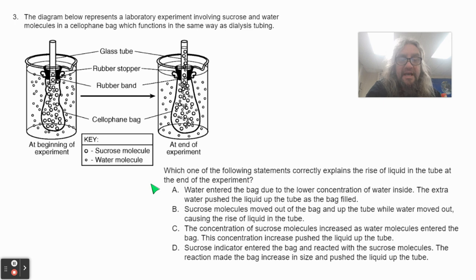of the experiment? A. Water entered the bag due to the lower concentration of water inside. The extra water pushed the liquid up the tube as the bag filled. B. Sucrose molecules moved out of the bag and up the tube while water moved out, causing the rise of the liquid in the tube. C. The concentration of sucrose molecules increased as the water molecules entered the bag. This concentration increase pushed the liquid up the tube. D. Sucrose indicator entered the bag and reacted with the sucrose molecules. The reaction made the bag increase in size and pushed the liquid up the tube.